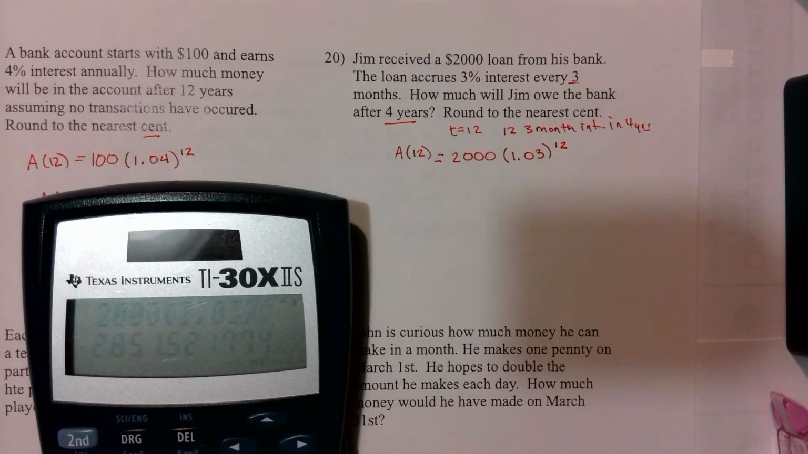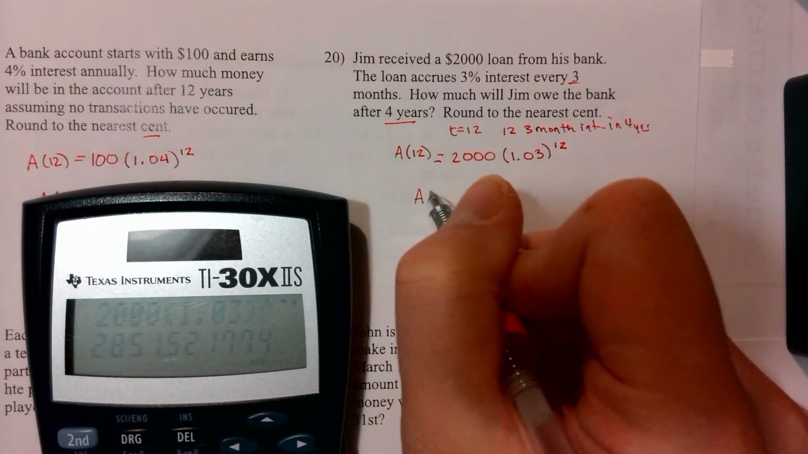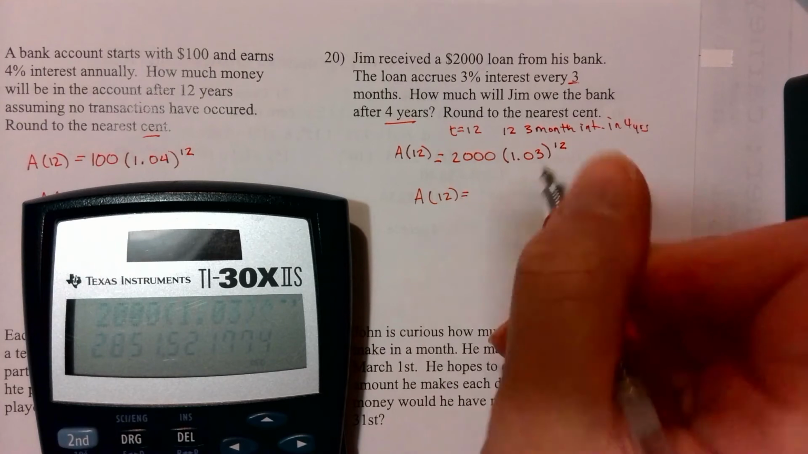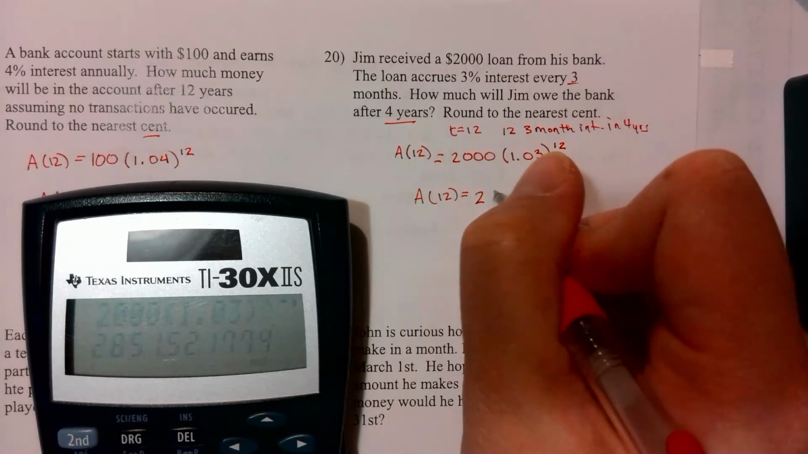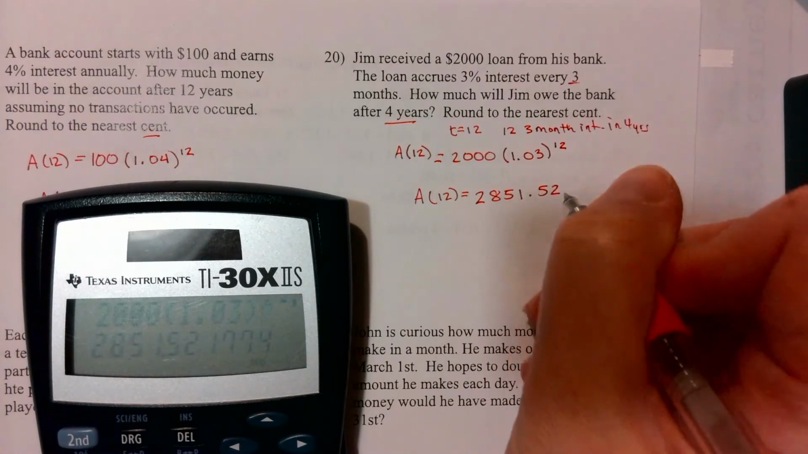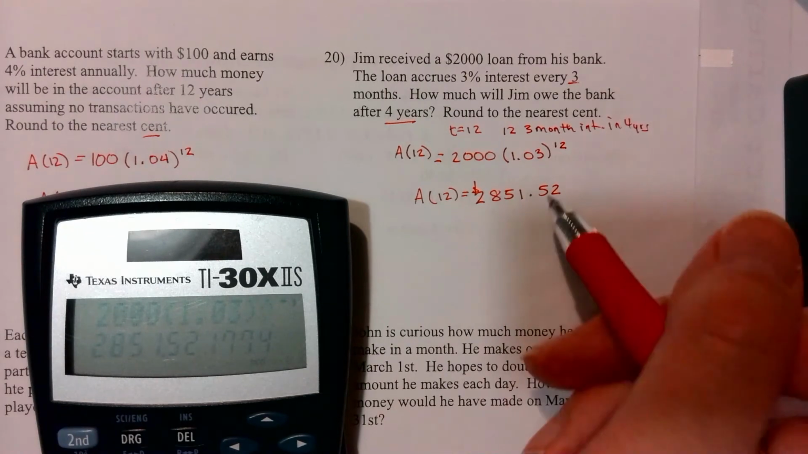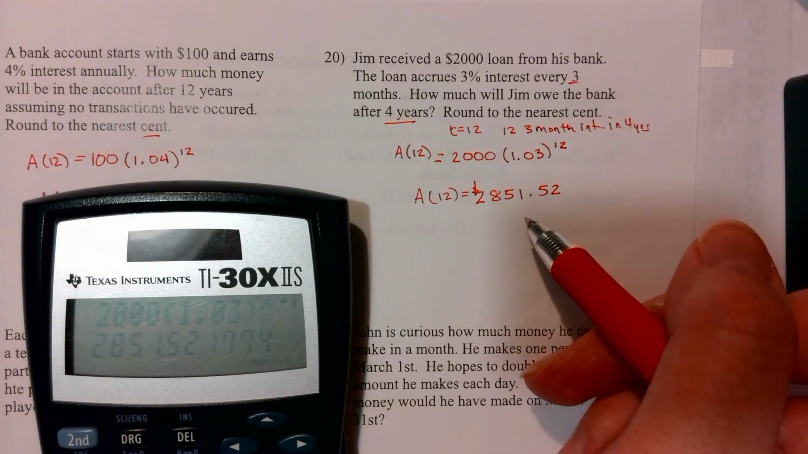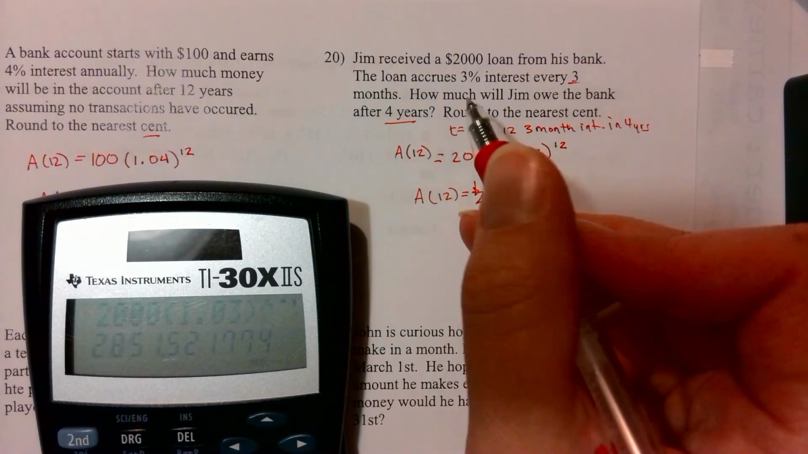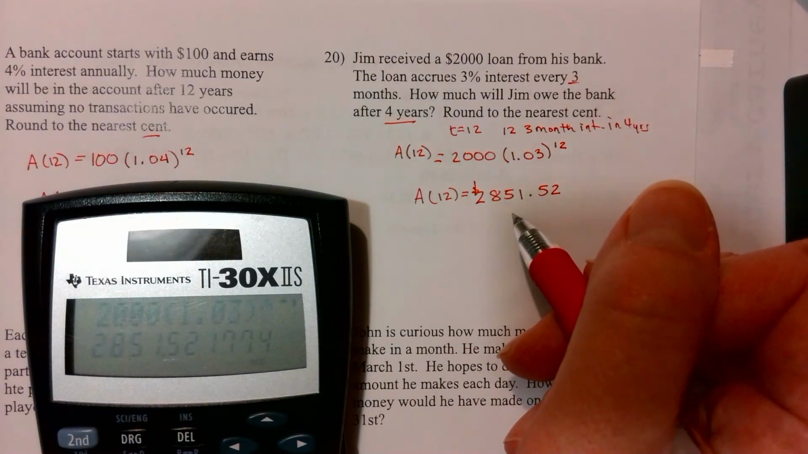And that is going to hurt my piggy bank. The amount accrued over 12 of these 3-month intervals is $2,851.52. So that is how much he would owe the bank in total if this loan sat there and no payments were made. So you can see, even though it was 3% interest, it was every 3 months, and that 3% interest ended up costing me an extra $851 over 4 years.